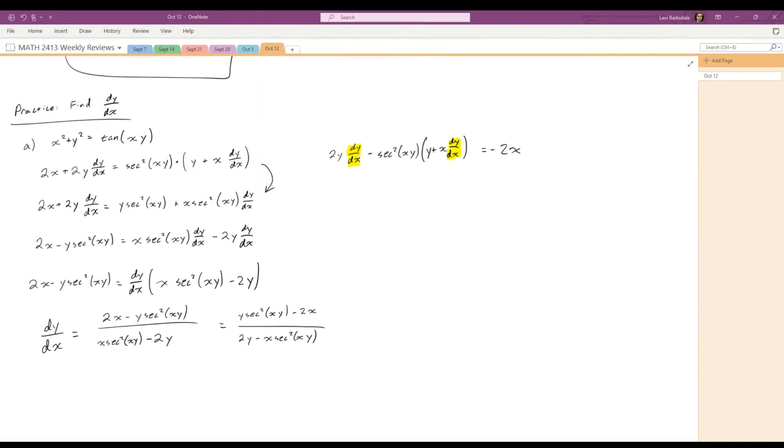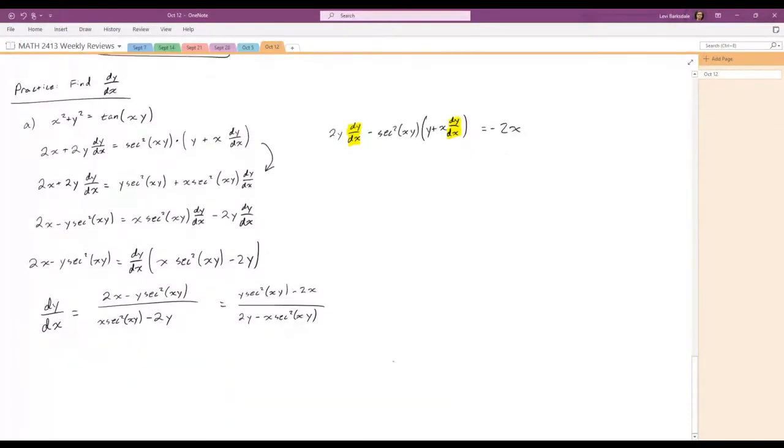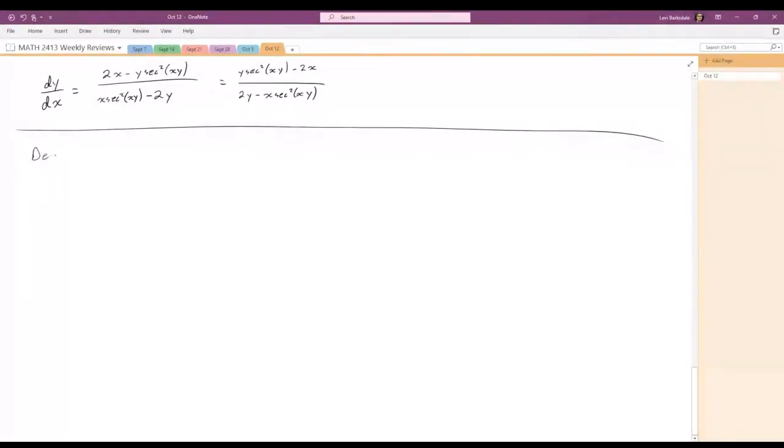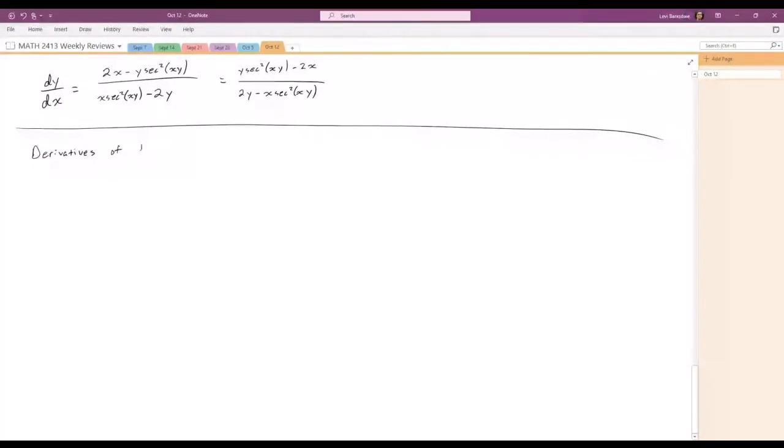All right, we good on this one? Perfect. In that case, let's move on. Time for some more derivative rules. In this case, we're going to be talking about derivatives of inverse trig functions.